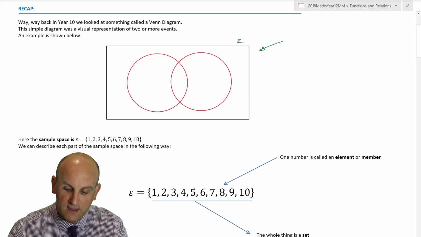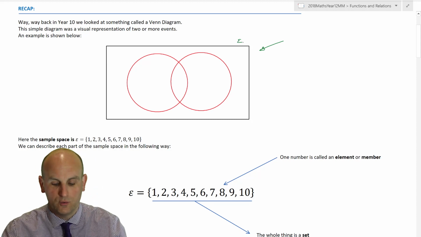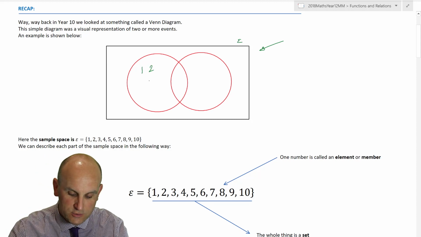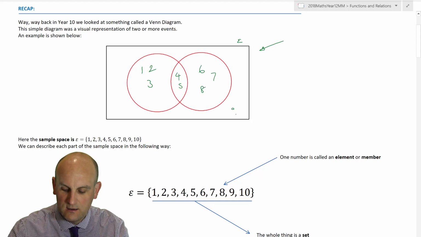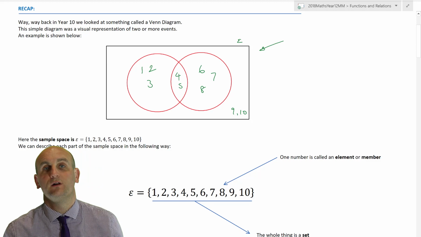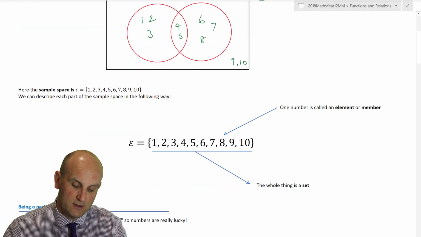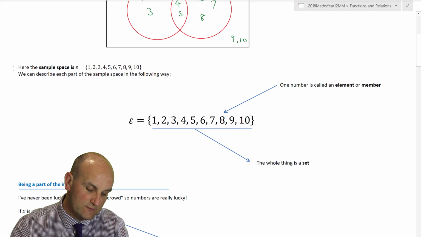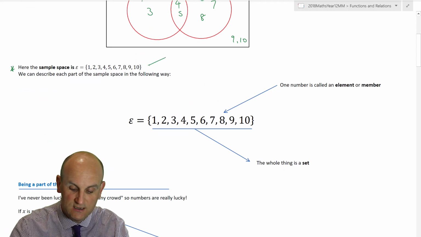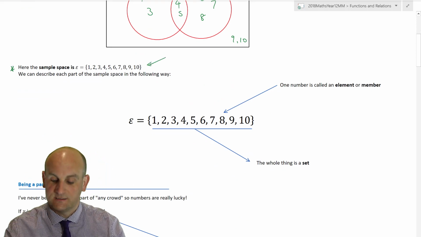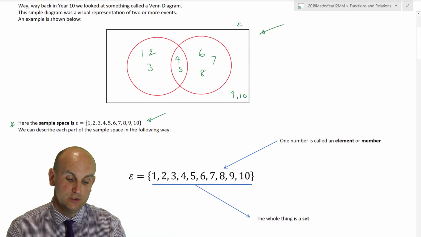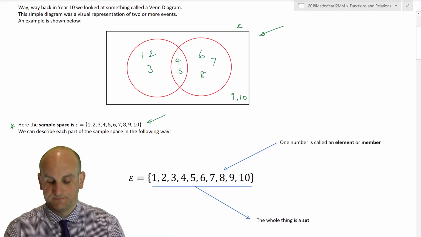So what I'm going to do is put epsilon up there, which is my whole sample space. And I'm going to go 1, 2, 3, 4, 5, 6, 7, 8, 9, and 10. Now what I've put in there are the numbers 1 to 10. That is now my sample space. And if I scroll up a little bit, then what I say here is my sample space. And you'll notice they're written in those curly brackets. Well, I've just introduced you to a set of numbers.